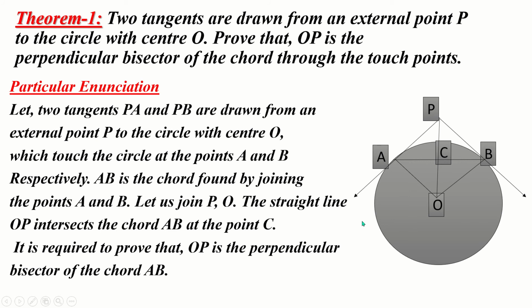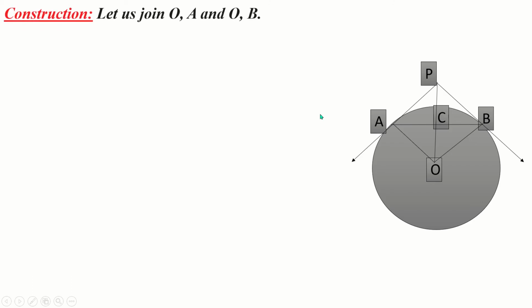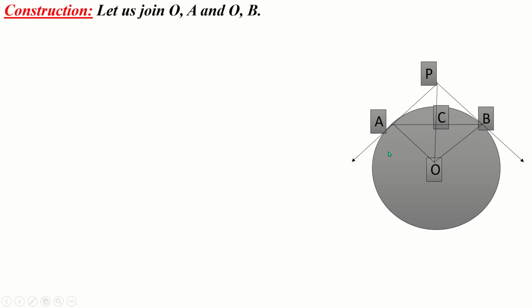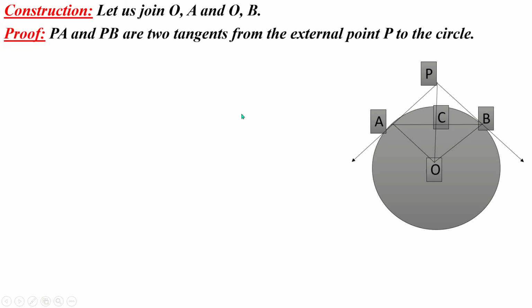Okay? Construction. Let us join OA and OB. Okay? Now proof. PA and PB are two tangents from the external point P to the circle. Therefore, we know PA equal to PB. That means the lengths of tangents of the same circle are equal from an external point.